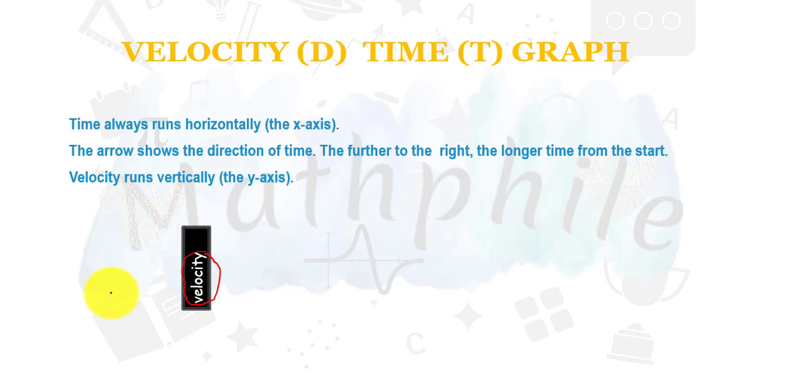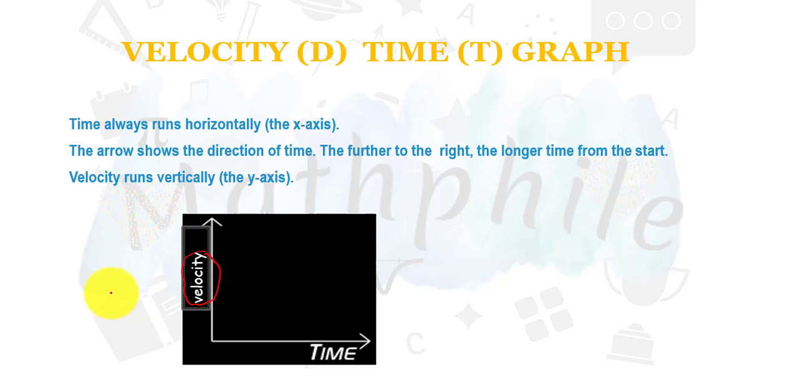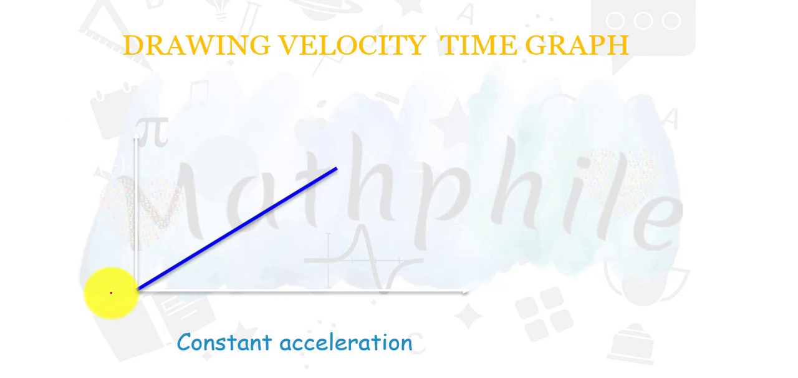I think I put the slides in the wrong place. Okay, so just like the others, the distance time graph and the displacement time graph, the velocity also runs on the vertical axis and the time runs on the horizontal. So nothing changes over there. But with this one, the line representation changes a little bit.